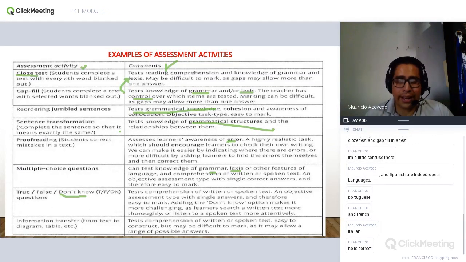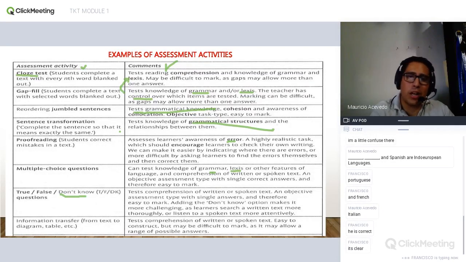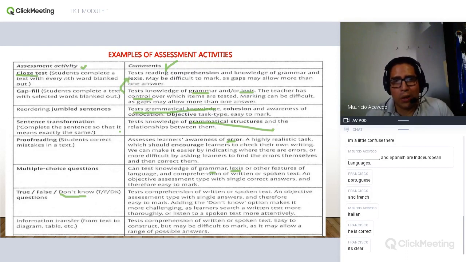Is this clear with this example between closed test and gap fill? Okay, thank you very much, Francisco. So it's basically that. One is with options, the other one is not with options. That's why in the second one you only check grammar and lexis, no comprehension, because you need to gap with any word, not from the ones given.